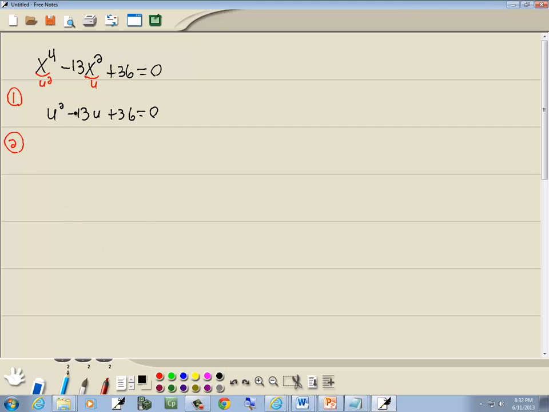Well, this is the PST method. We got u squared, u, no number in front of u squared. So PSD, we take our number at the end, 36, excluding signs. If it was a negative 36, we'd still just take 36. And we come up with our three columns. The P column will be all the products that give us 36. We got 1 times 36, 2 times 18, 3 times 12, 4 times 9, 5, no, 6 times 6.